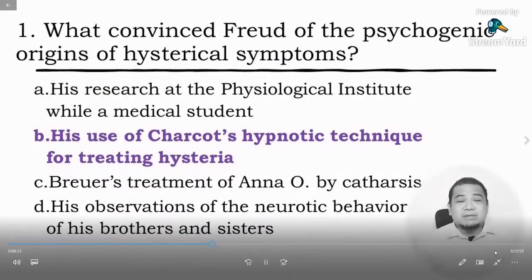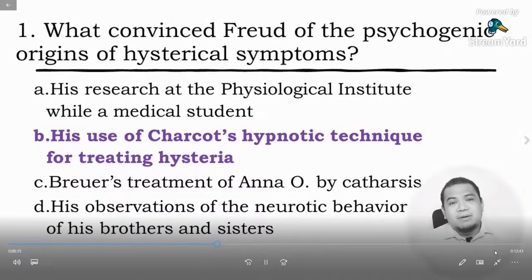And now we go to answers and explanation. Number 1. What of the psychogenic origins of hysterical symptoms? The answer is letter B. His use of Charcot's hypnotic technique for treating hysteria.